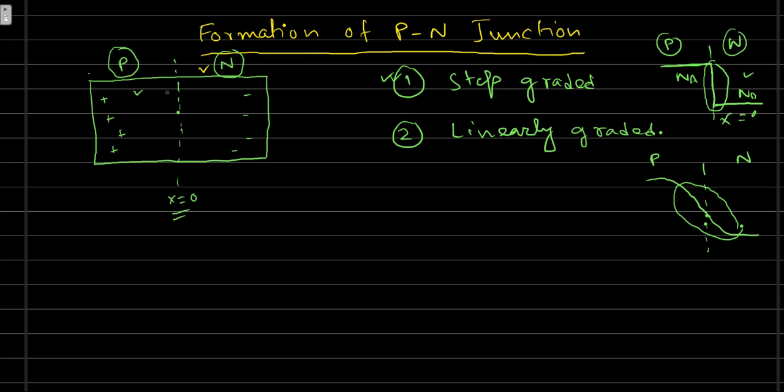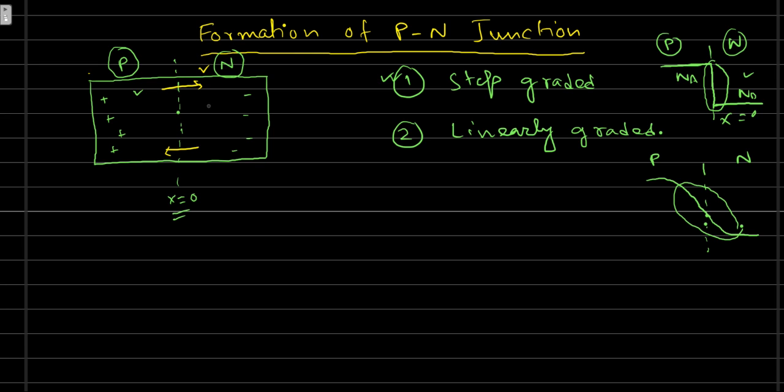So now holes will diffuse from the P side to the N side, and electrons will diffuse from the N side to the P side, in just the opposite direction. Now the question is how long this diffusion process will continue. Whether it will continue for infinite time, let us see what will happen when this diffusion process continues.